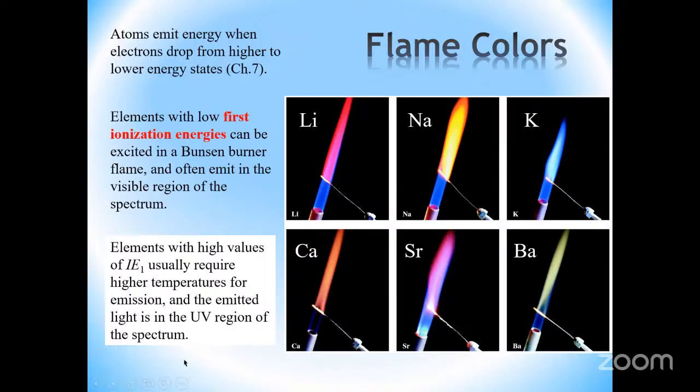Now, as stated here, nonmetals have higher ionization energy values and therefore require higher temperatures in order for these different types of radiation to be emitted. In the case of those elements, very often we cannot see it, but we can detect it using instruments. And the radiation that's emitted would be in a region outside the visible region, such as the UV region of the spectrum.